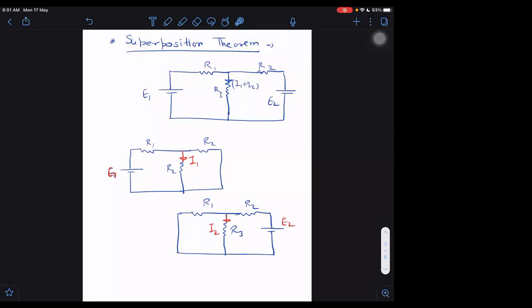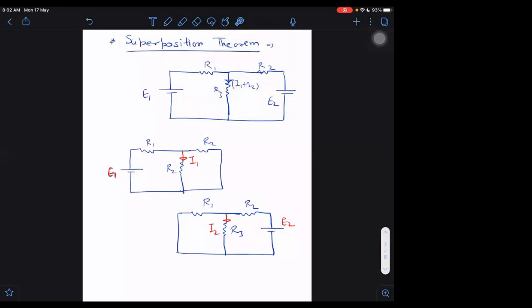Sometimes it may happen that E1 sends the current in this direction, I1. But E2 will be sending it in the opposite direction, let us say I2. Then the net current here will obviously be I1 minus I2. So while we are superimposing, we have to take care of direction. If directions are the same, they will add up. If directions are opposite, then we have to subtract the currents. And it is valid for as many batteries as you can take. We just keep on adding I1, I2, I3, and so on.